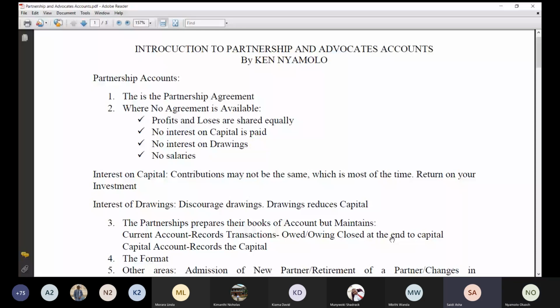We talked of drawings, and Linda brought it very clearly that there were drawings in terms of money and in terms of goods. For this particular one, the drawings in terms of money have the effect of reducing your capital. So an interest would be charged on that drawing to discourage people from drawing, because if you draw too much, then you might also end up being insolvent, as the case may be.